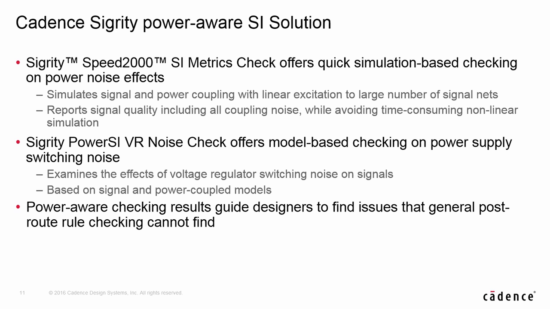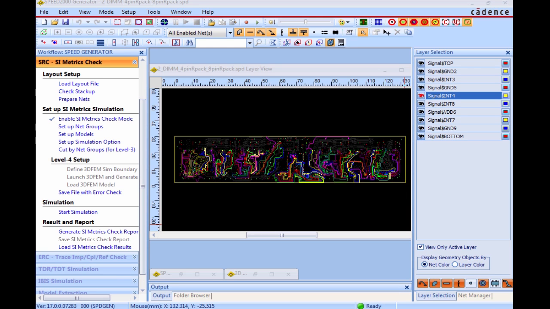Do we have a tool for power-aware design checking? The answer is yes. Cadence Sigrity provides SI matrix check for the complete power-aware solution. It can check and report general classic SI issues and power noise-induced SI problems. Now, let's take a look at how the quick checking tool works in Sigrity's tool environment.